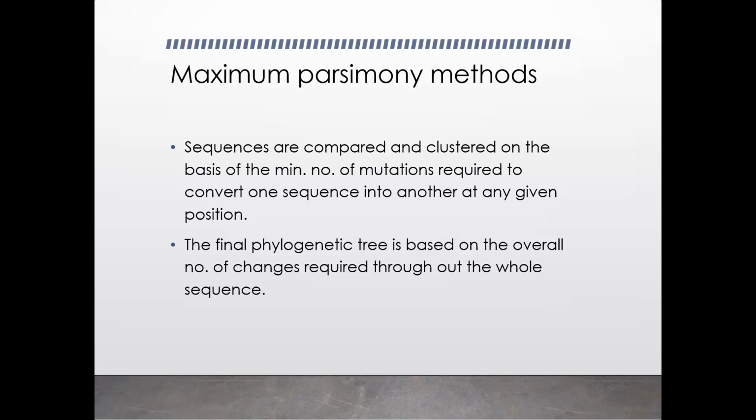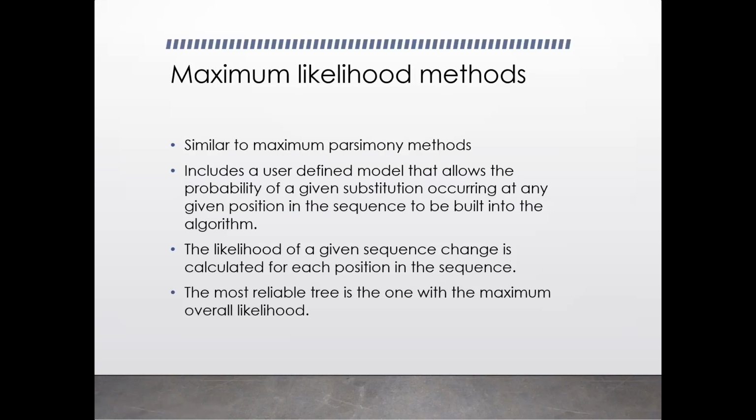The basic principle in maximum parsimony method is that it compares and clusters the sequences on the basis of the minimum number of mutations that are required to convert one sequence into another at any given position. The final tree is constructed based on the overall number of changes throughout the whole sequence.